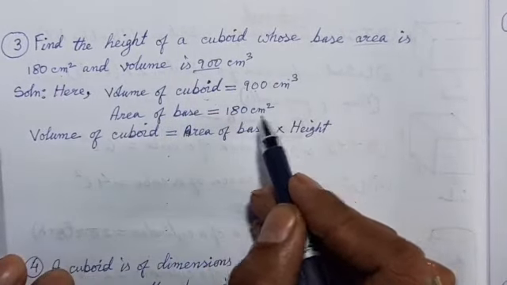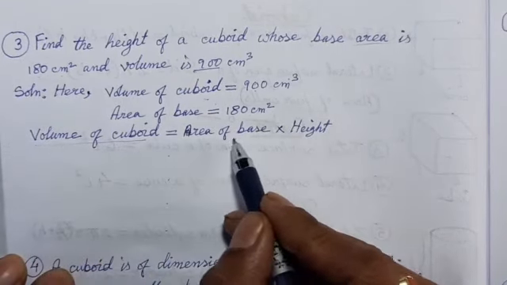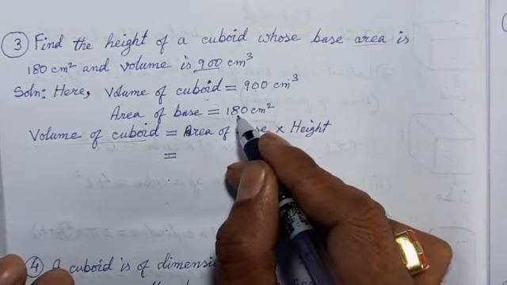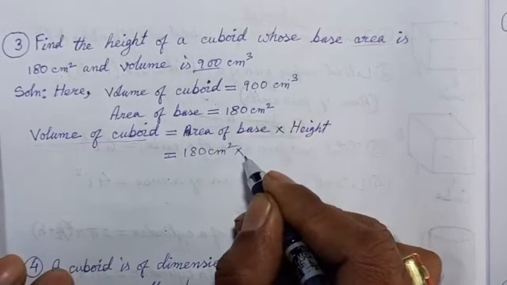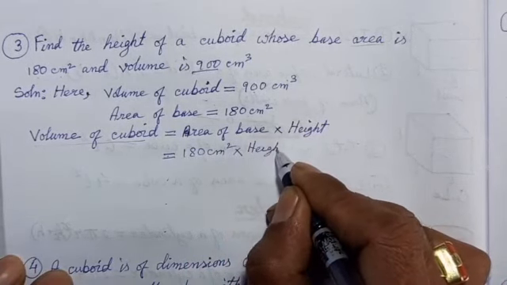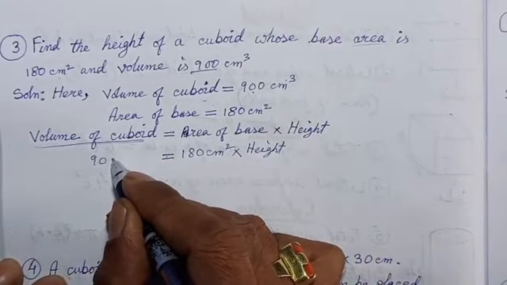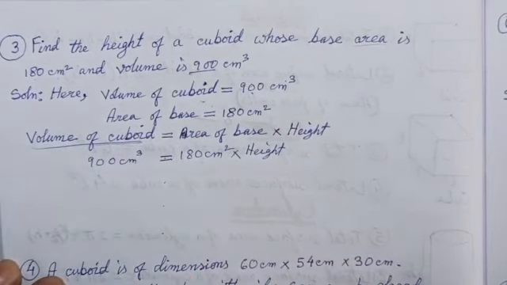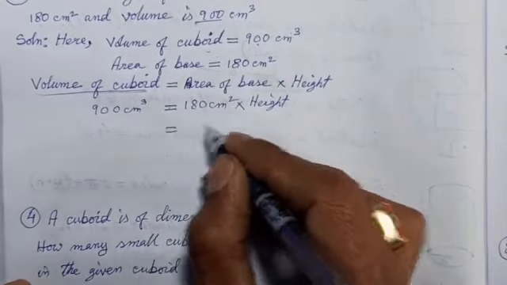Now we have to use this formula. Volume of a cuboid is equal to area of base into height. Here area of base is 180 centimeter square, and this will be multiplied by height. And this volume of the cuboid is given as 900 centimeter cube. Next step is to find out this height.